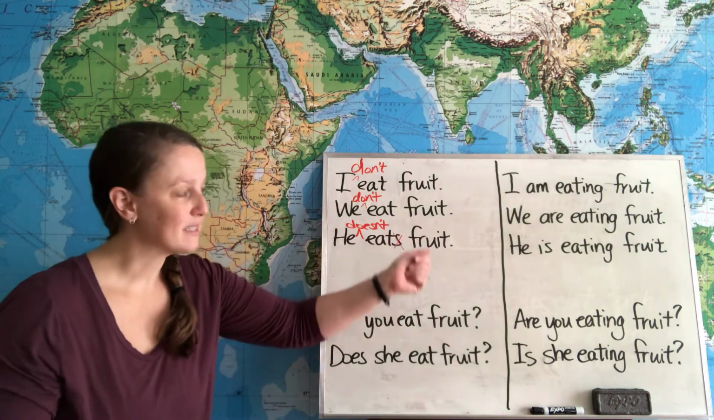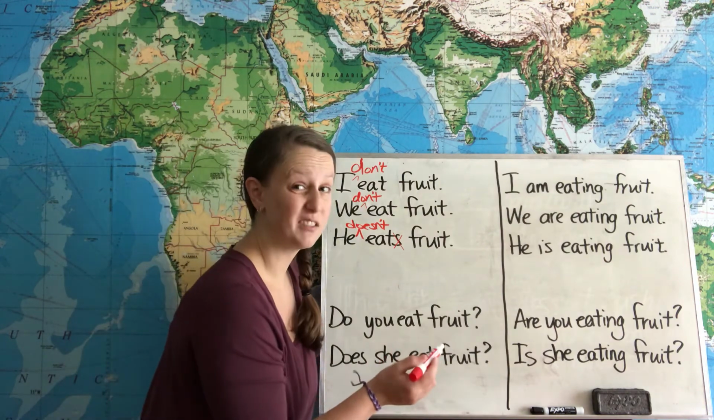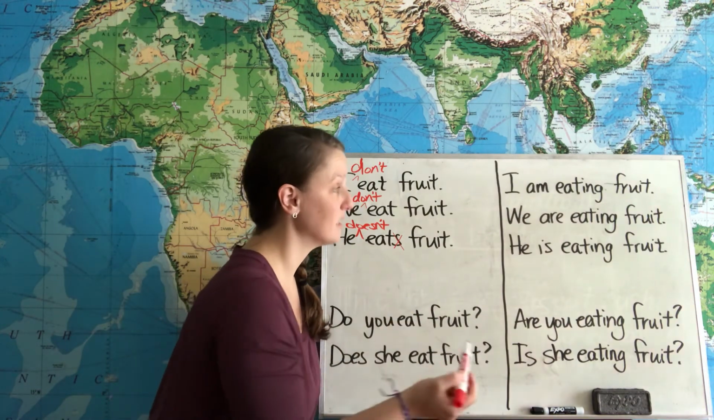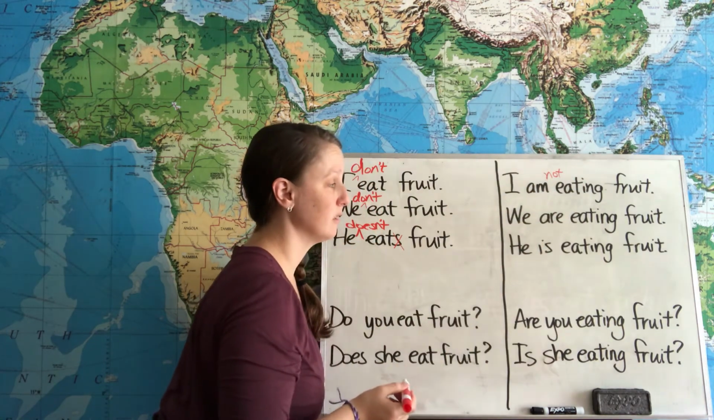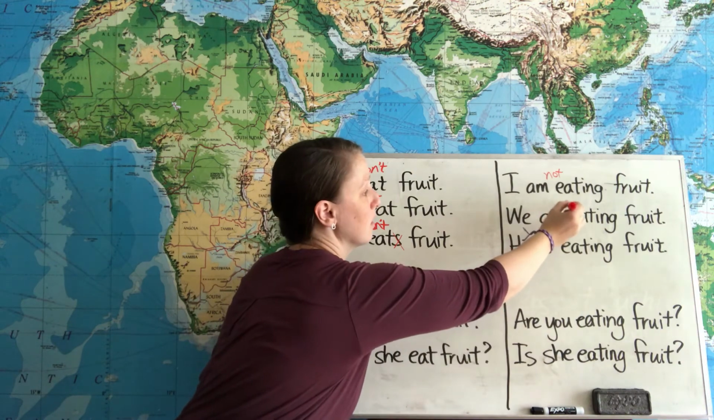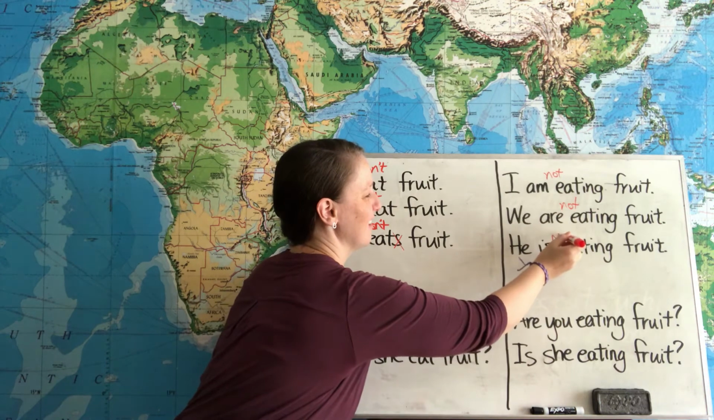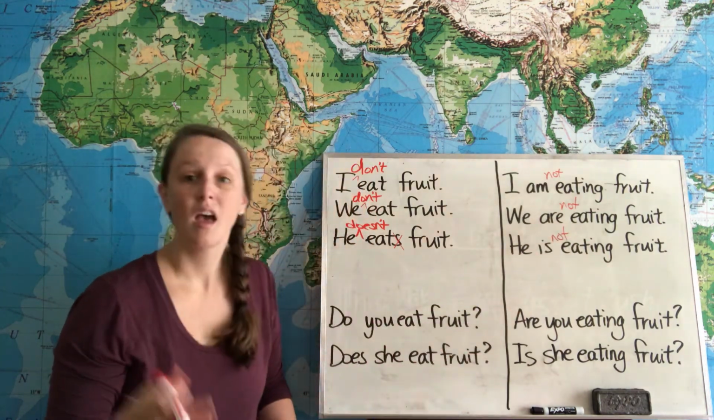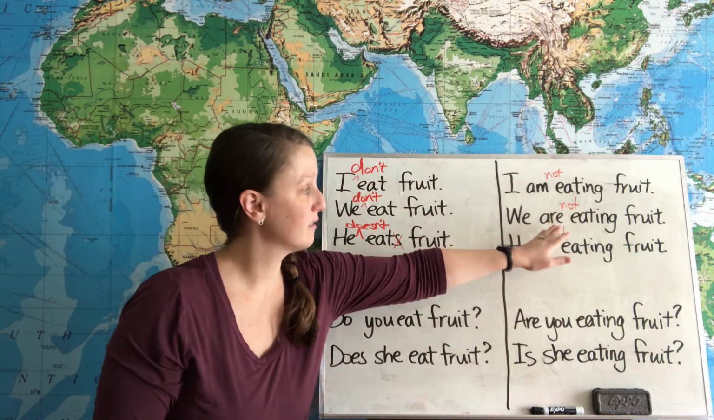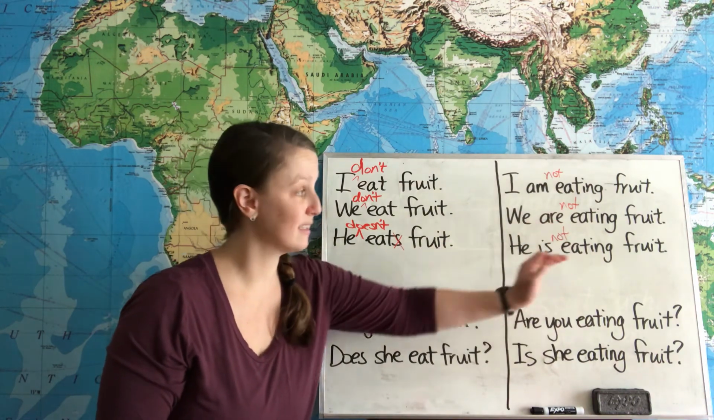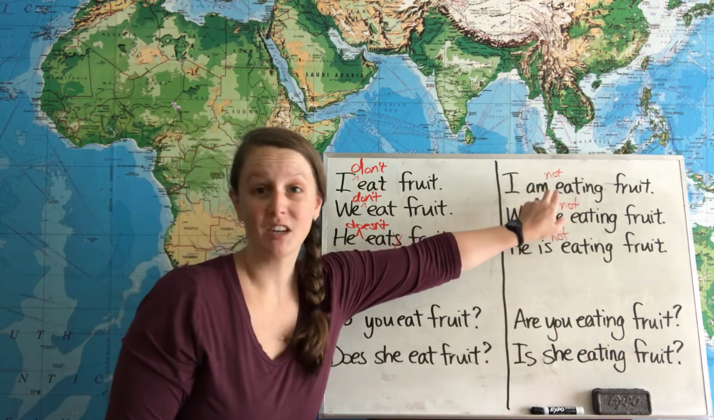And last, our present progressive negative sentences. All we have to do here is add not. I am not eating fruit. We are not eating fruit. And he is not eating fruit. Of course, you can turn these into contractions. We aren't eating fruit. He isn't eating fruit. But remember, we cannot make a contraction with am not.